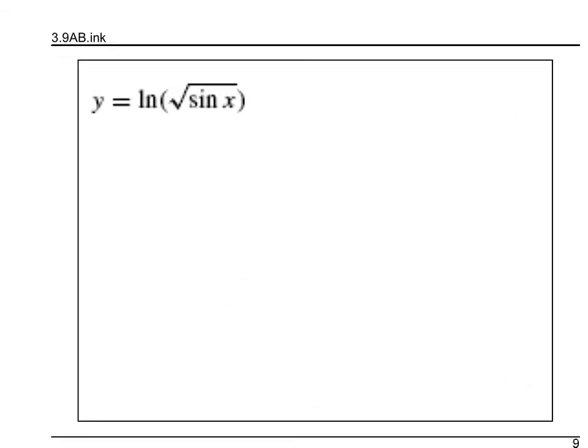Here is a double chain rule. I have an ln, then I have a square root, then I have a sine. So I have basically 3 functions composed together, right? An f, a g, and an h. You don't have to think of it that way. When you're doing multiple chain rules, think of it as deriving 1 layer at a time, outside in.